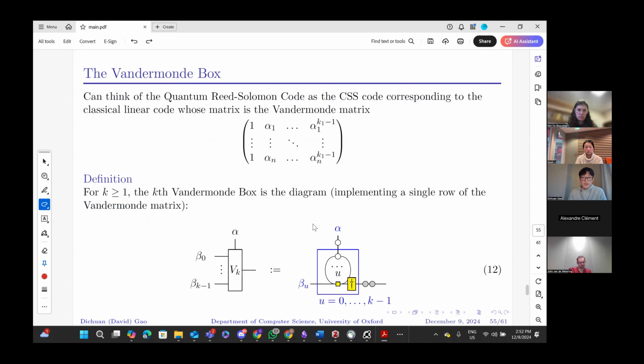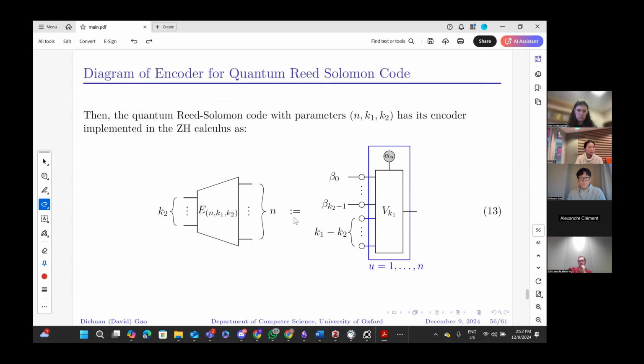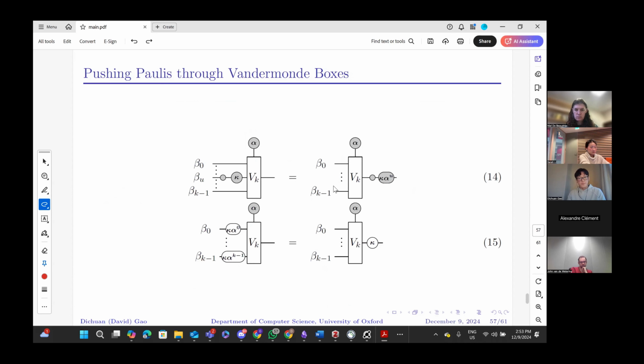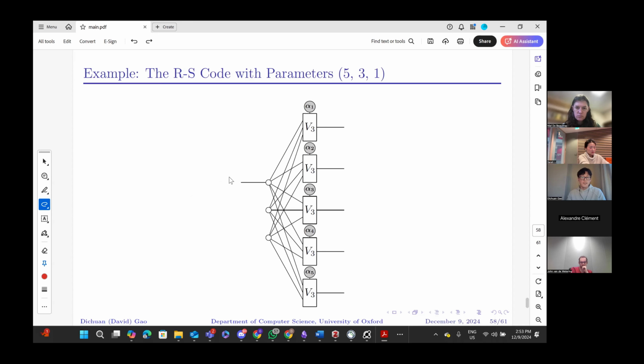We can construct the encoder of my quantum Reed-Solomon code by defining this gadget here, which I'm calling the Vandermonde box. What it's really doing is just evaluating a one variable polynomial. And we can just construct the encoder by repeating this Vandermonde box several times. The elements of this encoder interact with the Paulis graphically like so. So we are allowed to push Paulis through it in special circumstances.